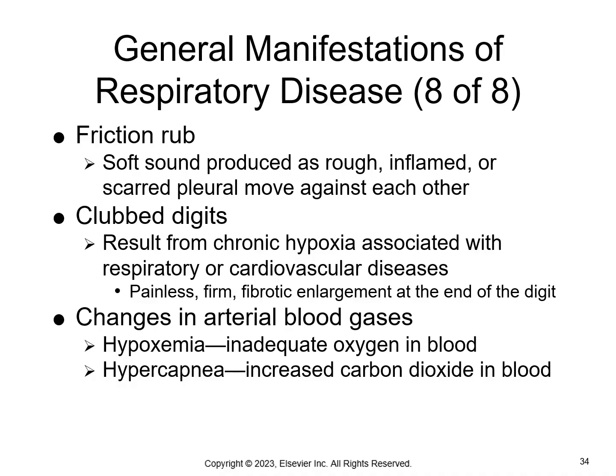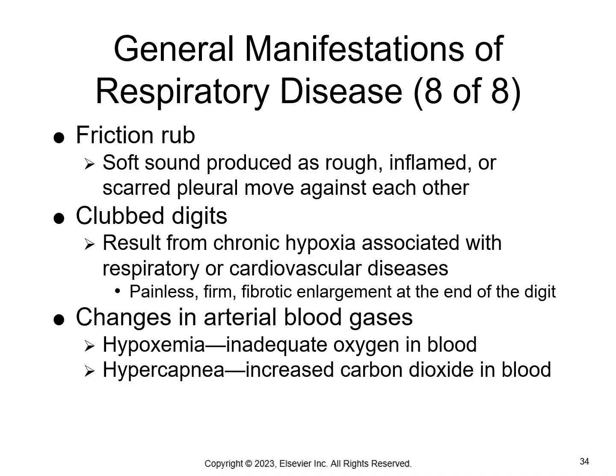They can also develop clubbed fingers. This usually happens over a long period of time, and sometimes they'll have clubbed toes as well. This is usually a result of chronic hypoxia with respiratory or cardiovascular disease. It's these painless, firm, fibrotic enlargements at the end of the digit. So basically, the fingers look rounded on the tips.